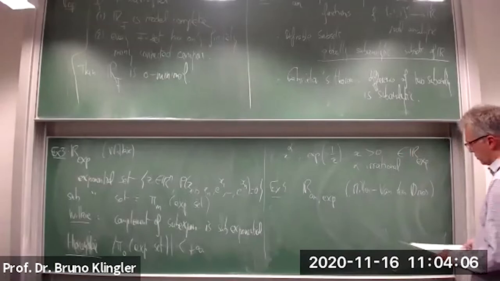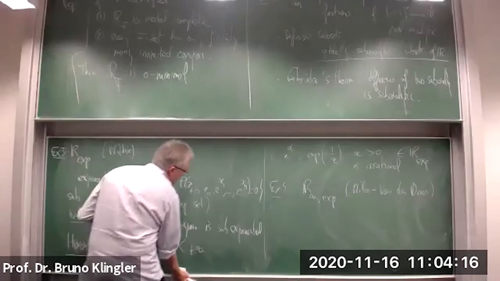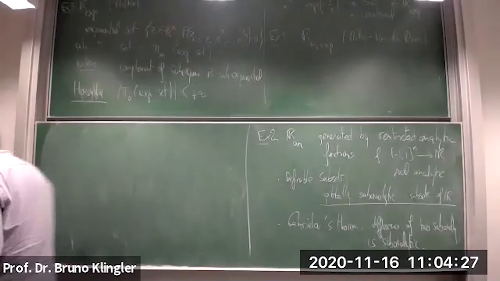All right, so it was a short course in tame geometry. So now we want to globalize things. So how do we globalize things? So globalization. Well, this is very easy.